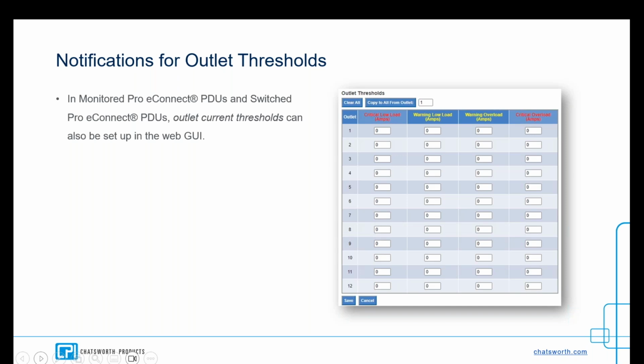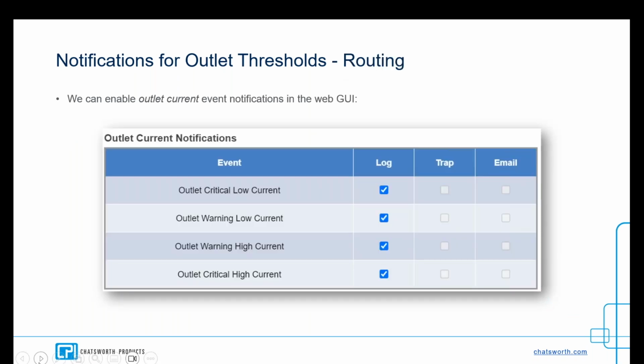In Monitored Pro eConnect PDUs and Switch Pro eConnect PDUs, outlet current thresholds can also be set up in the web GUI. Customizable values can be added for critical and warning events, and it also includes a button to copy values from a specific outlet. Once these values are saved, you can move on to routing and find the outlet current notification section. Here, you can select the event and type of notification you wish to enable for outlet information.